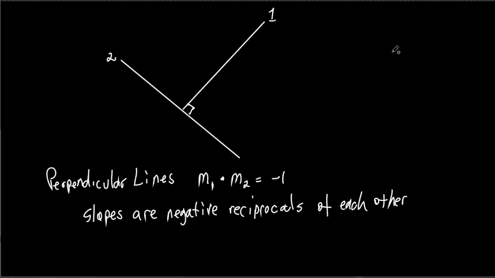So basically, what's a reciprocal? So if I had 2/3, what is the reciprocal of 2/3? What is it? It's 3/2, okay? Now that's just a reciprocal. But what if I said a negative reciprocal? So if the slope of one line is 2/3, what's the slope of another line going to be?